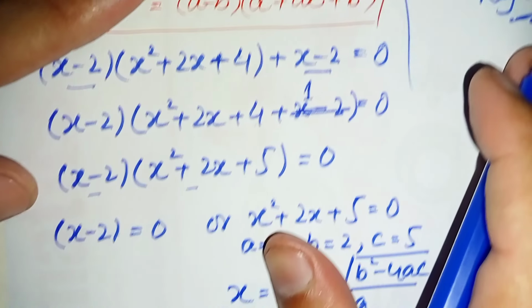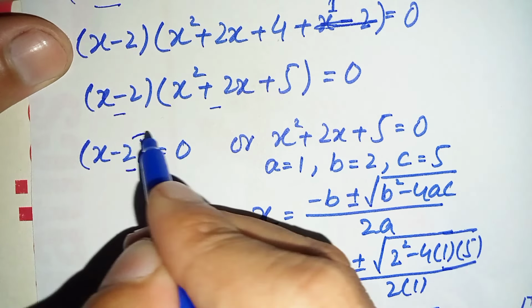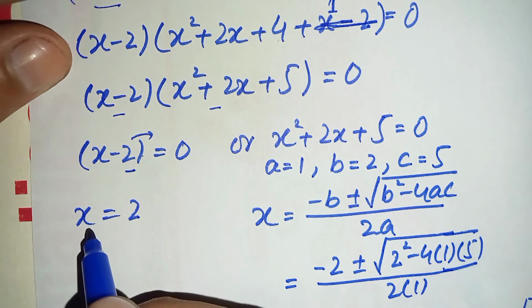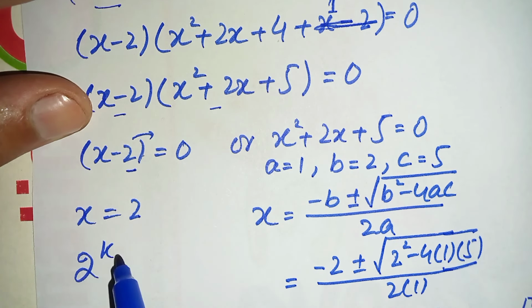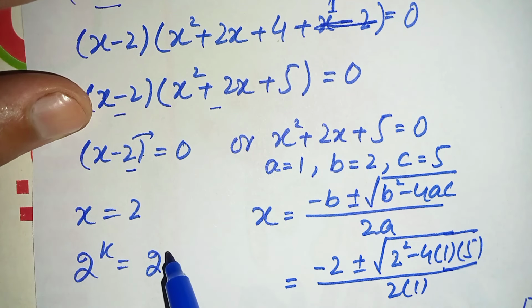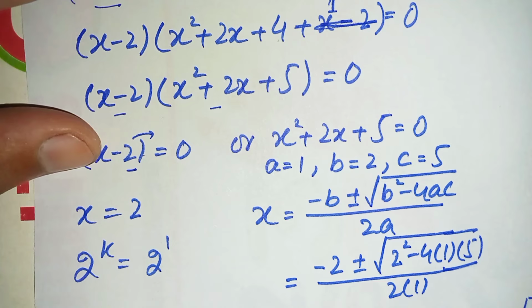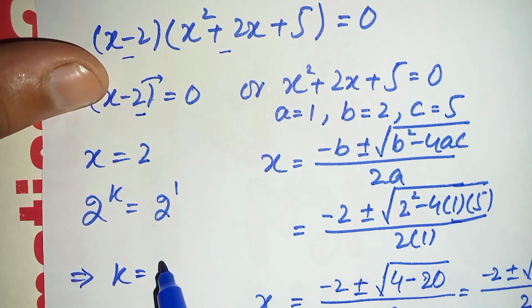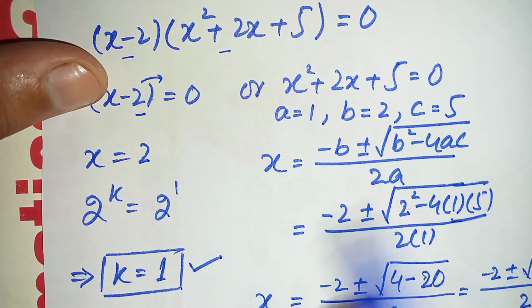Now we will solve only this one equation, x minus 2 is equal to 0. Here we will move this 2 to the right hand side. So this will become x is equal to 2. Now we will replace x with its exponential value, that is 2 raised to power k is equal to 2. The power of this 2 is 1. The bases are same, so we will compare the powers. So the powers are k is equal to 1. So k is equal to 1 is our answer and the value of k.